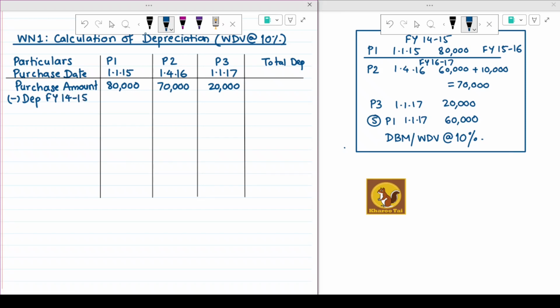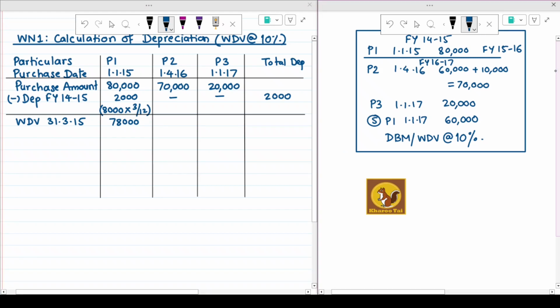Depreciation for financial year 14-15. First machine was purchased in year 14-15, and second, third machine were not there. And first machine was purchased in between the years, so we'll have to do the working. 80,000 into 10% is 8,000, and 8,000 into, we had this machine from January, so Jan, Feb, March for 3 months. 3 divided by 12 is 1/4, and 1/4 of 8,000 is 2,000. So the total depreciation in this year is 2,000. WDV as on 31/3/15 is 78,000.